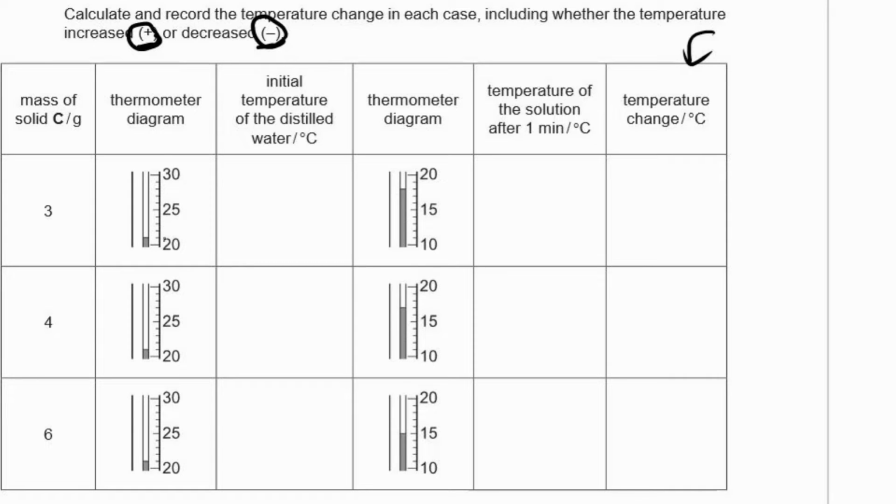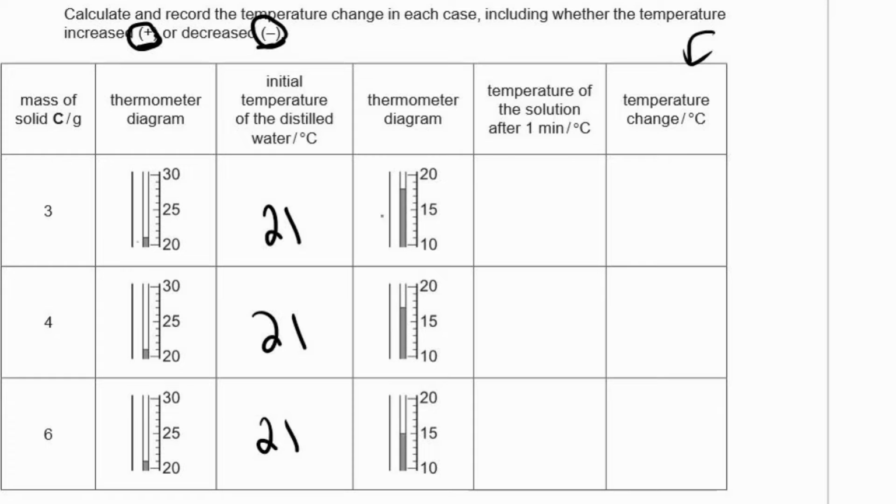All right, so if we look at this graph, we go between 20 and 25 degrees Celsius, and there's 5 gradations, so obviously each gradation is 1 degree Celsius. So this is 21 degrees Celsius. If you wrote in the graph like this, or in the table like this, you would get it wrong because it's already in the heading. All right, so the next one is also 21 degrees Celsius. And the final one, 6 grams, was also 21 degrees Celsius.